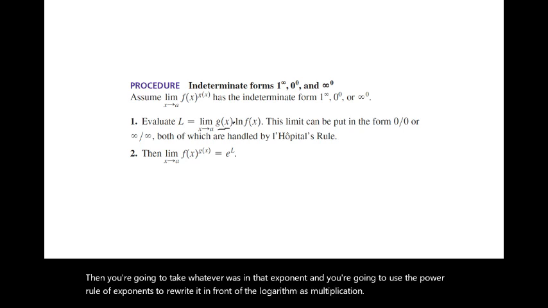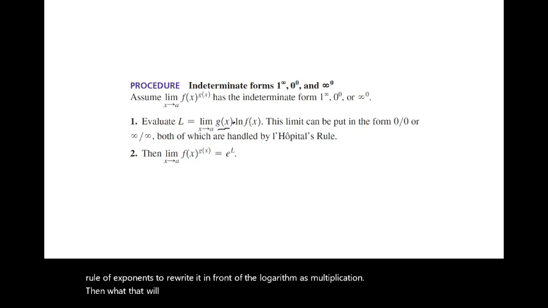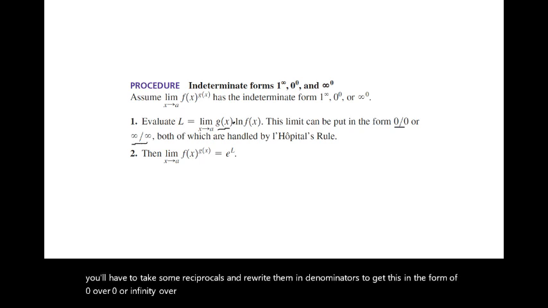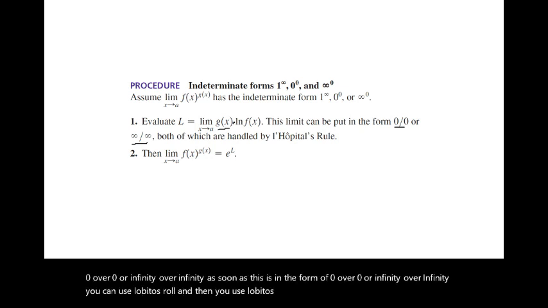Then what that will probably give you is one of the 0 times infinity indeterminate forms. So you'll have to take some reciprocals and rewrite them in denominators to get this in the form of 0 over 0 or infinity over infinity. As soon as this is in the form of 0 over 0 or infinity over infinity, you can use L'Hopital's rule. And then you'll use L'Hopital's rule to actually find its limit.